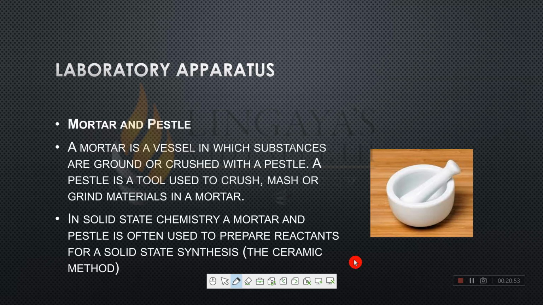Next is the mortar and pestle. Mortar and pestle are used inside the laboratory to crush or grind substances to make a solution. In solid state chemistry, a mortar and pestle is often used to prepare reactants for a solid state synthesis. For the ceramic method, the mortar and pestle are generally used. It is used to crush, mash or grind materials or substances in a mortar.